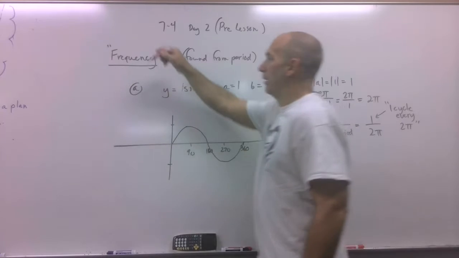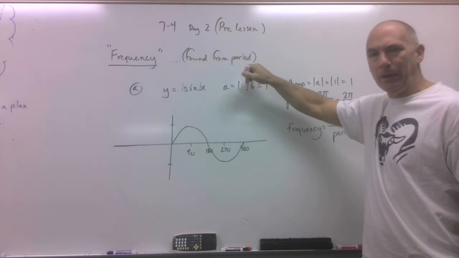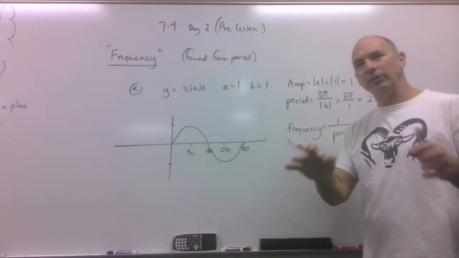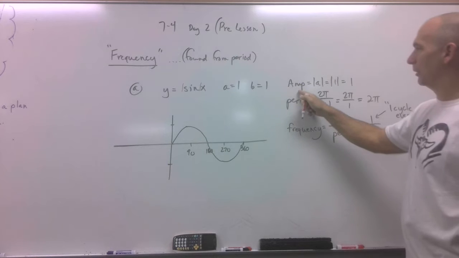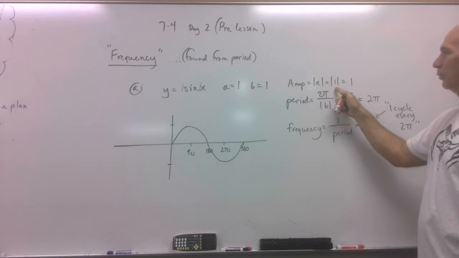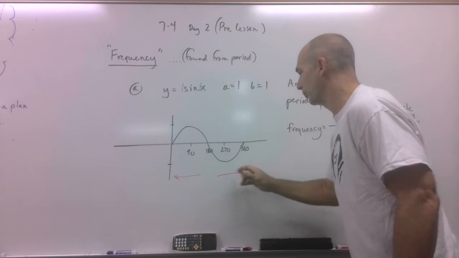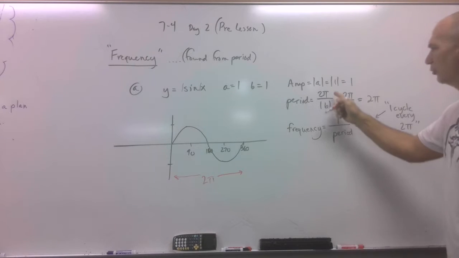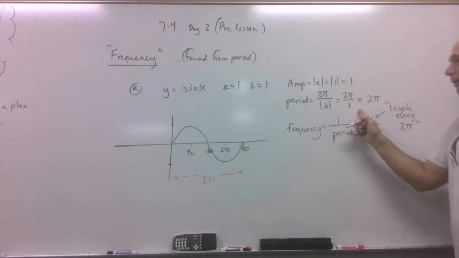What today's lesson is about is this word frequency, which is found from the period. So today, if you understand period, this shouldn't be "whoa," it should just be a different way of looking at it. It's a different word that gets attached to sine wave, cosine wave. Here we go. Amplitude, absolute value A, absolute value 1, which is 1. Period, we already know the period of regular old sine is 2 pi, but now let's use the formula. 2 pi over the absolute value B, which is 2 pi over 1, which is just 2 pi. So again, you can go by the picture, or you can go by the formula, whatever.